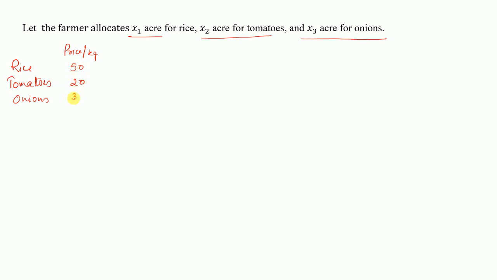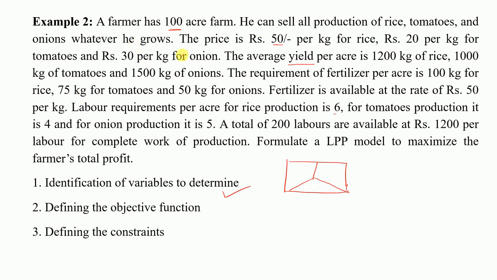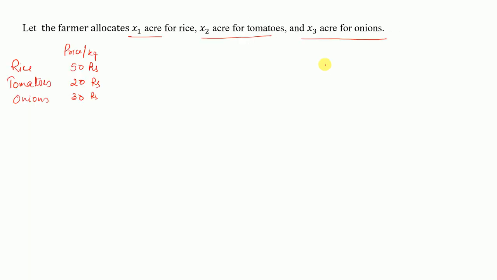All these are given in rupees: 50, 20 and 30. Now what is the second thing? Average yield per acre is 1200 kg of rice, 1200, 1000 and 1500. So here you can write yield per acre. For rice it is 1200 and 1000 and 1500.